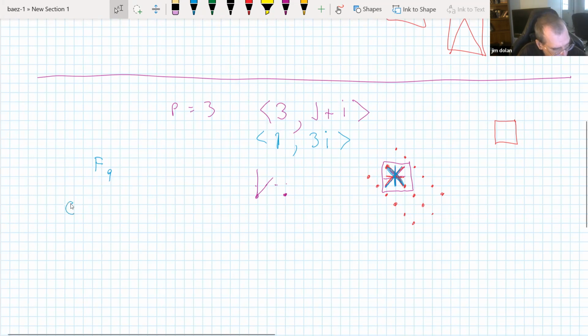So GL1 of the Gaussian integers modulo 3, that's my notation for the Gaussian integers, Z subscript G. GL1 of this field is a cyclic group of order 8.